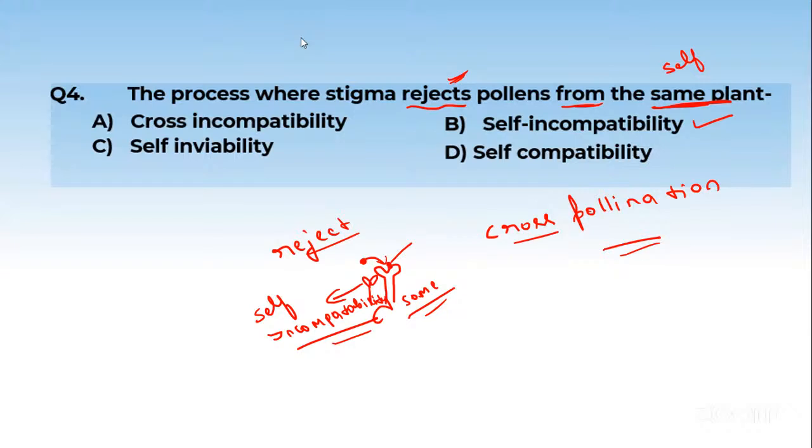Self-inviability will not come to this part. Inviability means what? Viable means it is going to carry the shelf life, right? Here they have not given a correct statement. Viability means carrying the shelf life for some time. Inviable means the shelf life will be decreased, or it does not have a shelf life.